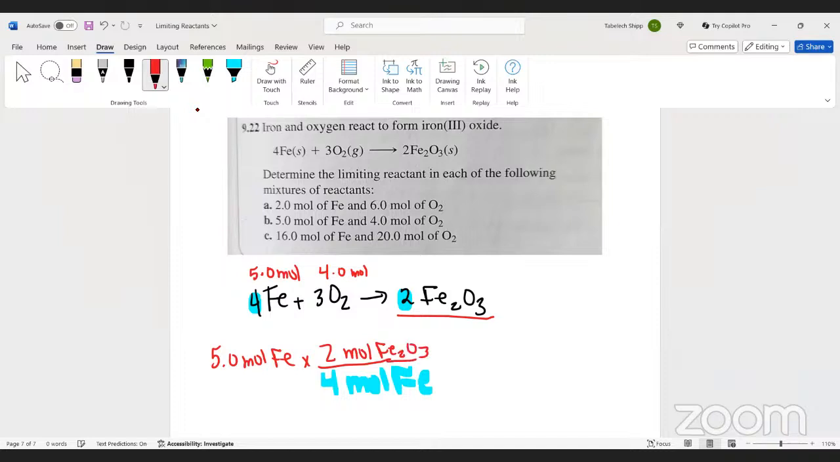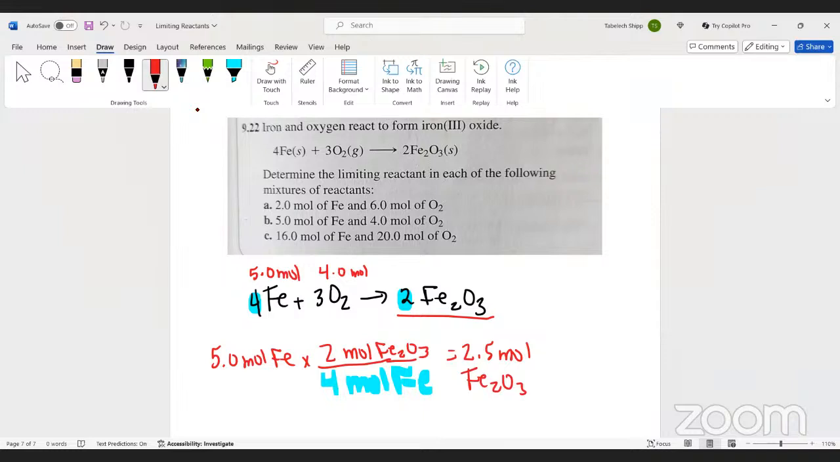Now 5 times 2 is 10. And then 10 divided by 4 gives us 2.5 moles of Fe2O3. That's the first part.